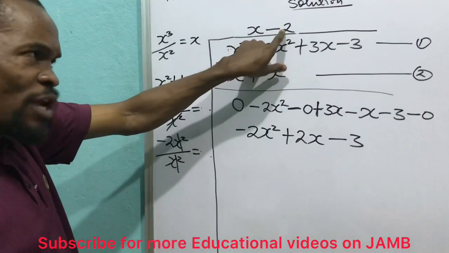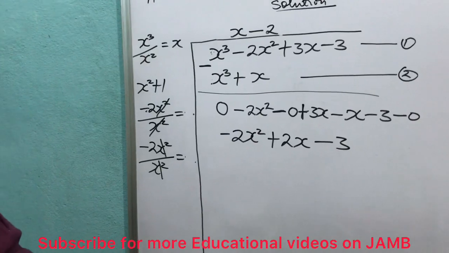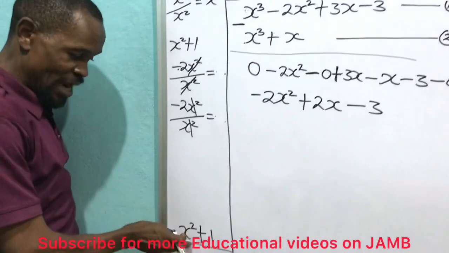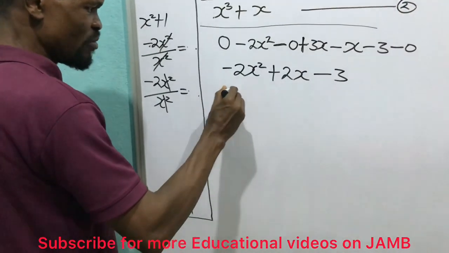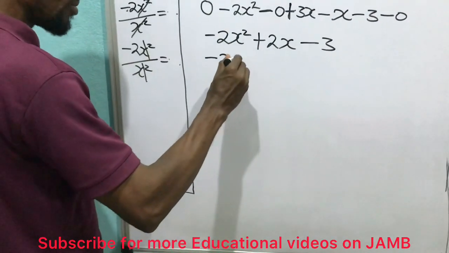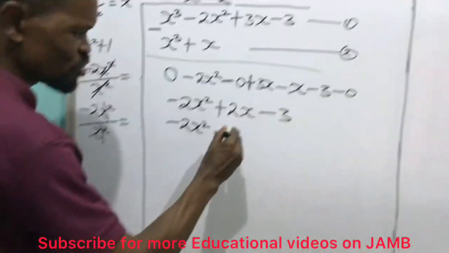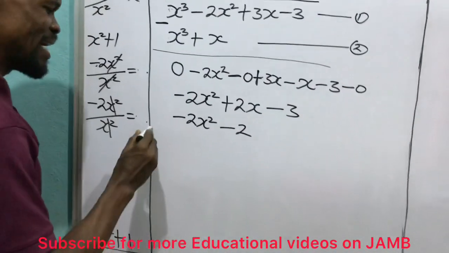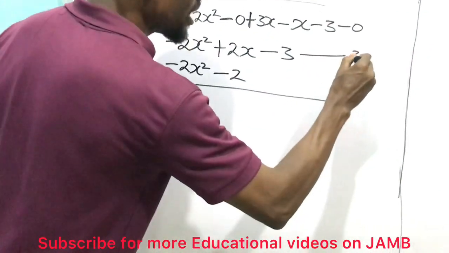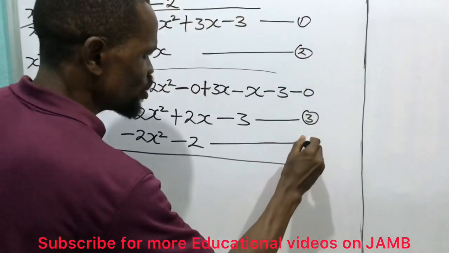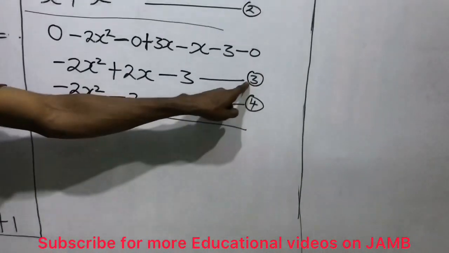When I have done that, what again will I do? I will use this minus 2, as I did the first time, to multiply this man again. I'll use minus 2 to multiply this again. Then what is it going to give me? It's going to give me minus 2x raised to the power 2 when I multiply this, and minus 2. Then I'll start again to do my subtraction. I call this equation 3. Then I will call this equation 4. Then I'm now subtracting equation 4 from equation 3.